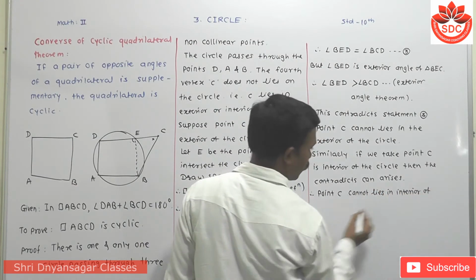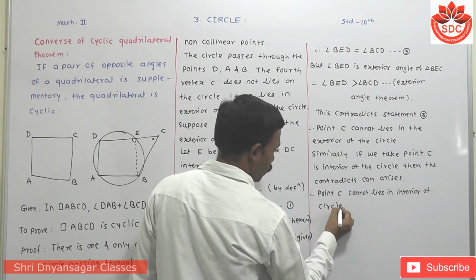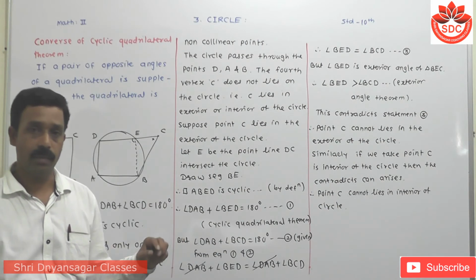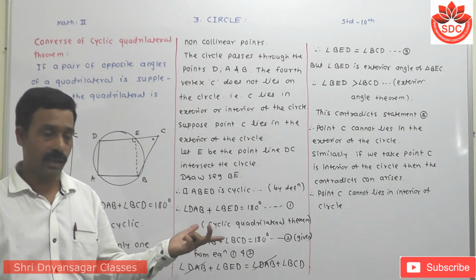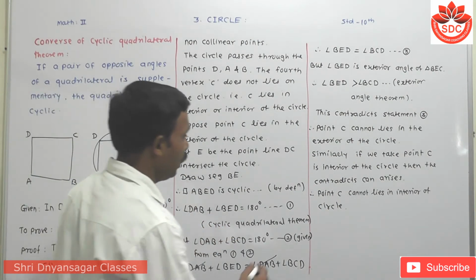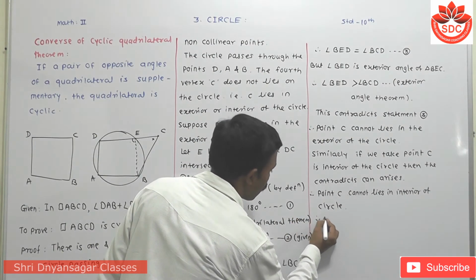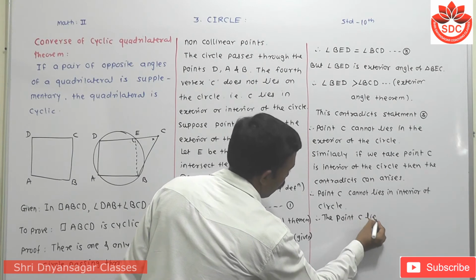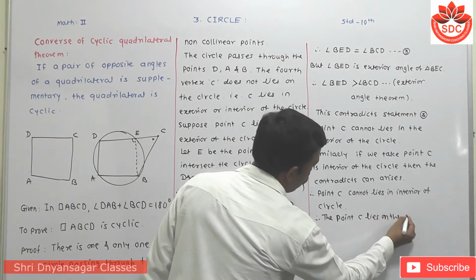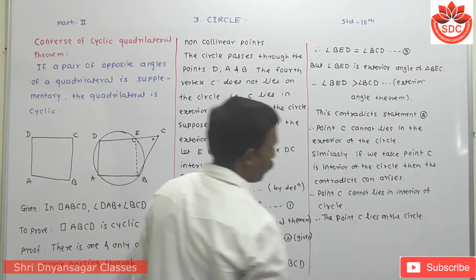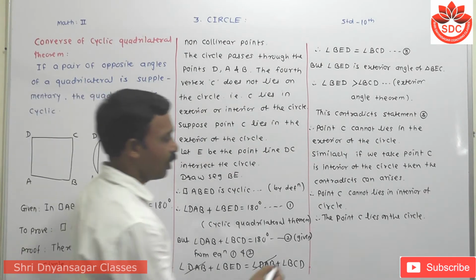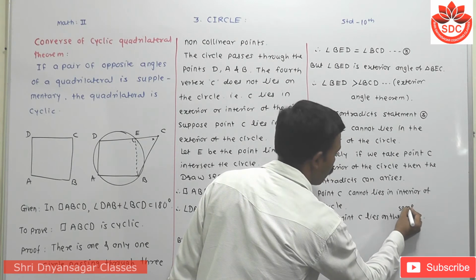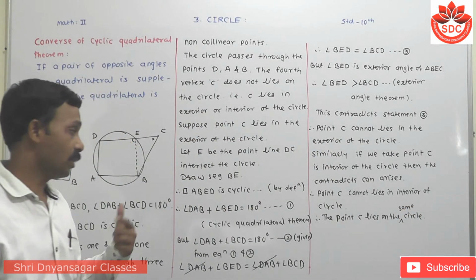स्टुडंट, मग आता पॉइंट C हा एक्सटेरियर पण नाही आणि इंटेरियर पण नाही, म्हणजे तो कुठे असणार? मग सर्कलवरती असणार. Therefore the point C lies on the circle, on the same circle.